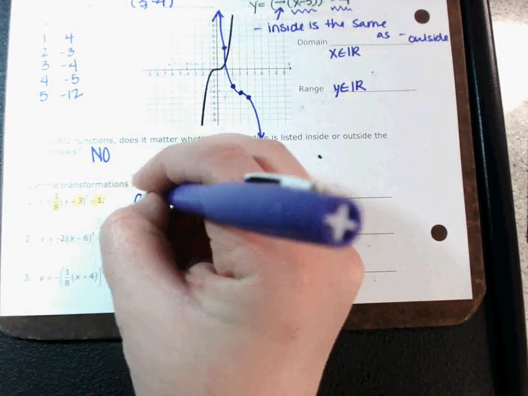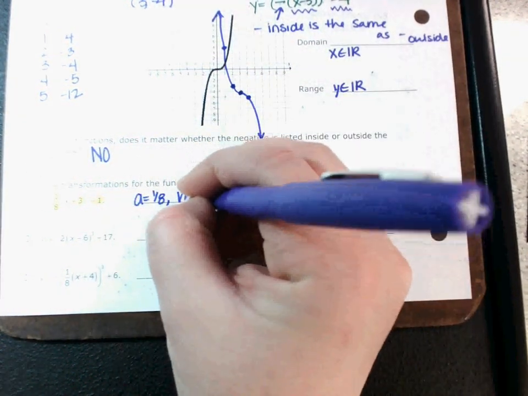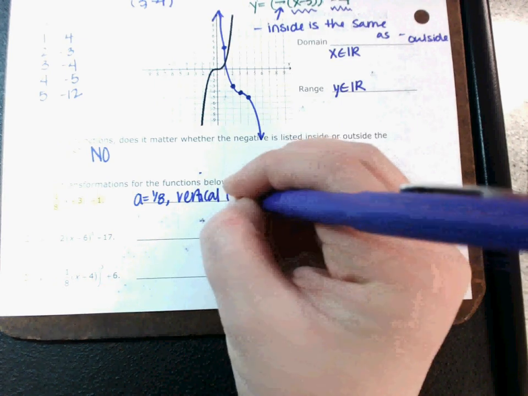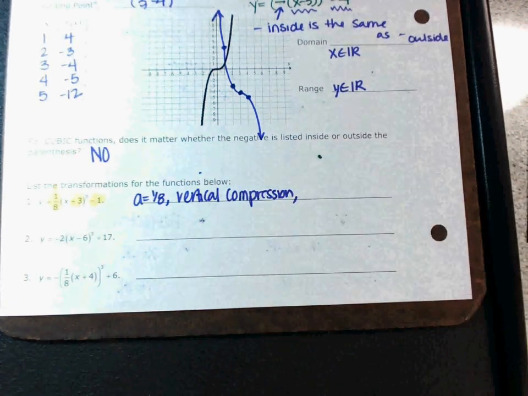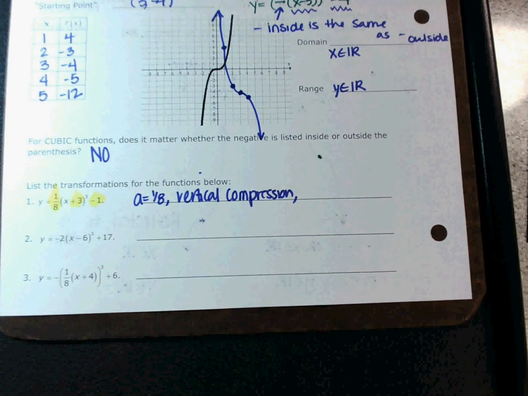Okay, very good. That is a vertical compression. And remember, the reason why is because that counts as less than 1. Okay, an 1/8 is smaller than 1. So that makes it a compression.